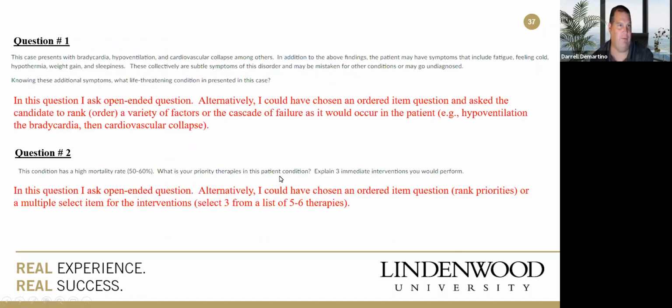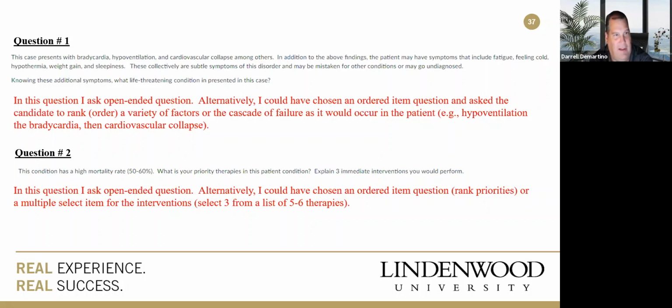Question 1, for example, was: this case presents with bradycardia, hypotension, and cardiovascular collapse. In the above findings, so they refer to that instead of a graphic, the patient has symptoms that include fatigue, and I draw their attention to certain symptoms. And I do tell them that these are subtle signs. So indirectly, I'm teaching through this, but also evaluating it. Knowing these additional symptoms, what life-threatening conditions are present?